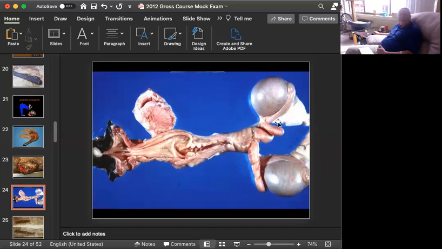So this would be a male pseudohermaphrodite. The gonads determine whether it's male or female, and then the fact that the gonads do not match up with the external genitalia determines it's a pseudohermaphrodite. So, male pseudohermaphrodite in a goat.